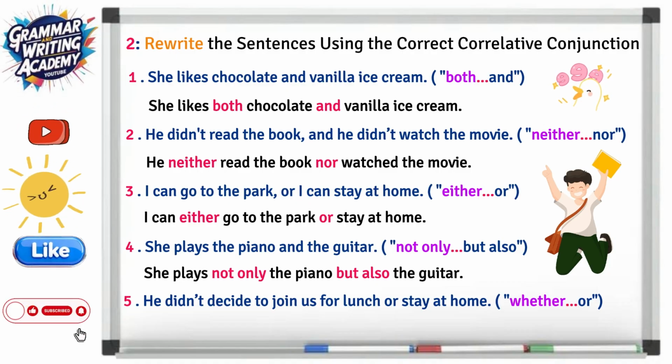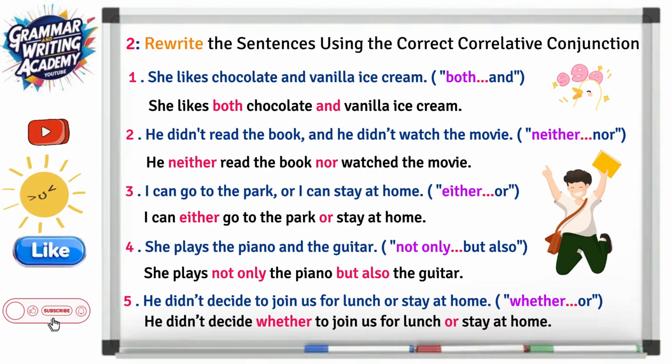Sentence number 5. The correct answer is, he didn't decide whether to join us for lunch or stay at home. We use whether... or to talk about 2 possible choices when someone is uncertain or undecided. In this sentence, he is choosing between joining us for lunch and not joining, which means staying at home. So, whether... or is the correct correlative conjunction pair.